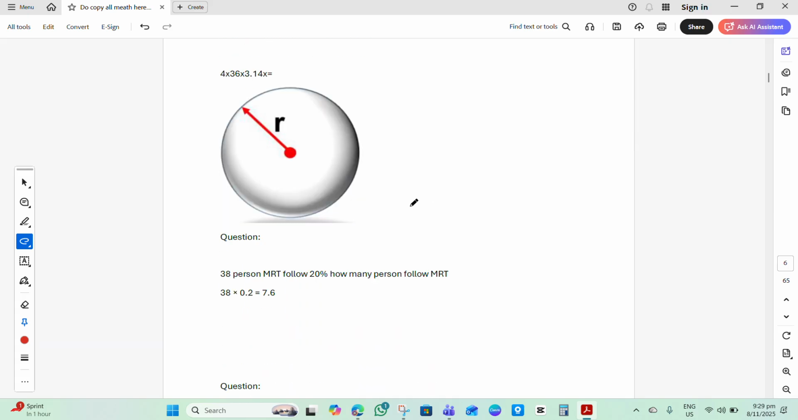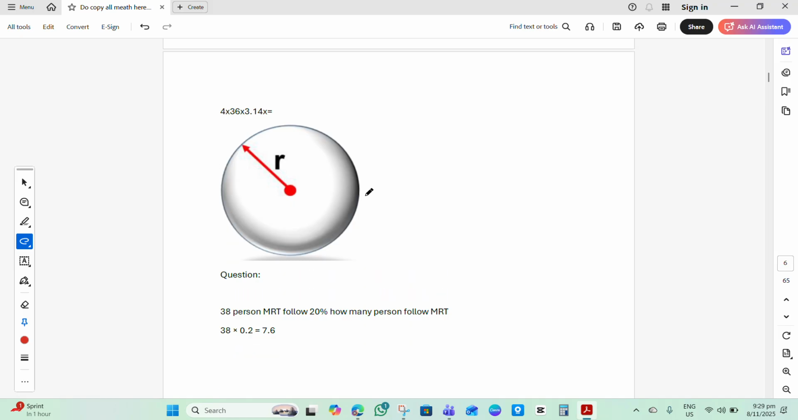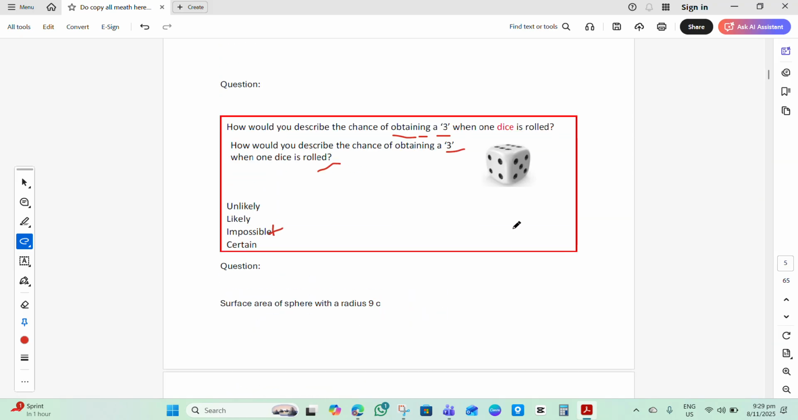Okay, next question asking, Iqbal bhai, can you go to the reverse question? See one more time. Okay, unlikely is totally no chance of 3 coming, likely means there is a chance, impossible is not possible, and certain is sure.